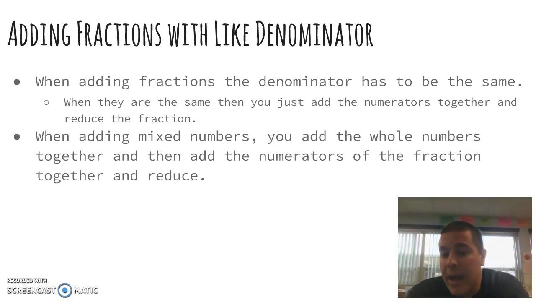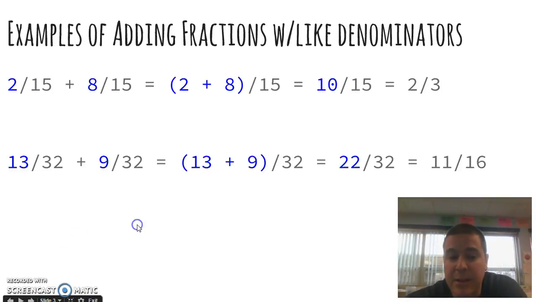Now, when adding mixed numbers, it's no different than when you're adding regular fractions. The only difference is to add the whole numbers together first. Then you add the numerators and reduce. So that's the main difference.